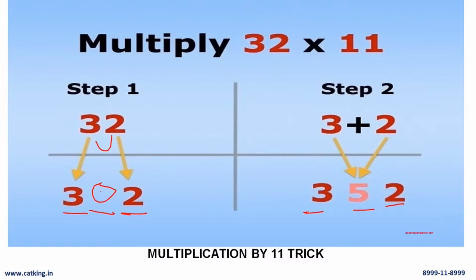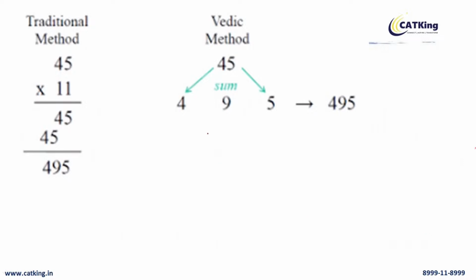Let's look at another example. Let's say it is 45. So 45 into 11, you write 5 as it is. Then you add these two numbers, 4 plus 5 will give you 9. And the first number is 4, so you write 4 as it is. So your answer becomes 495.